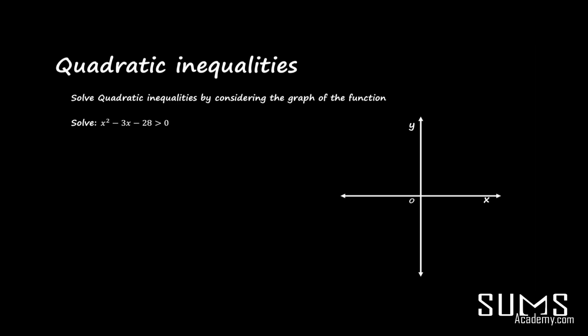So this lesson is going to be on quadratic inequalities. We're asked to solve quadratic inequalities by considering the graph of their function. What this question is asking us is to solve x squared minus 3x minus 28 for when it's bigger than 0. So basically it's asking what x values give an answer that is greater than 0.